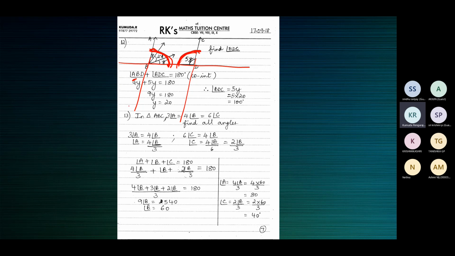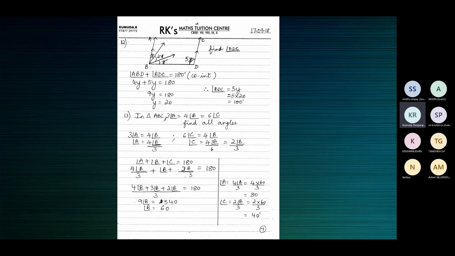And you can see that both of them are on the same side of the transversal and both are interior angles. So they are called co-interior angles. They are interior angles on the same side of the transversal. They are called allied angles or co-interior angles. And they're supplementary because the lines are parallel.